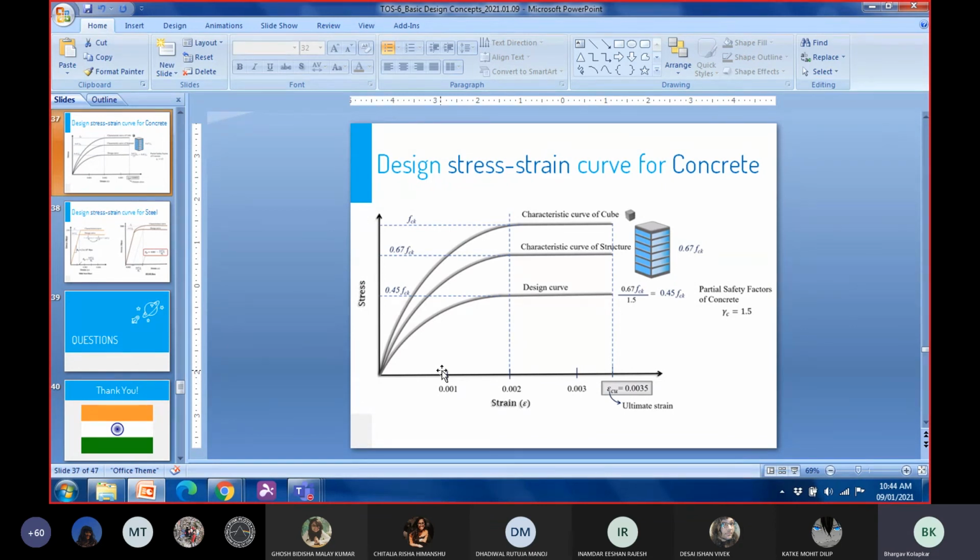So if the cube gives this, in the structure I will say 0.67 times whatever, and then partial safety factor, for all the reasons that we discussed, we reduce it by 1.5 further. Is it clear now? We take 0.45 of the cube then, right? Yes, the final product is 0.45 of the cube.